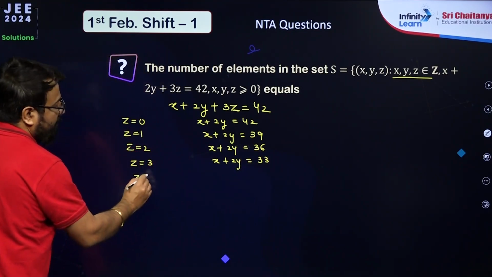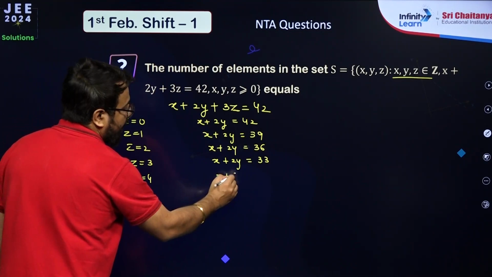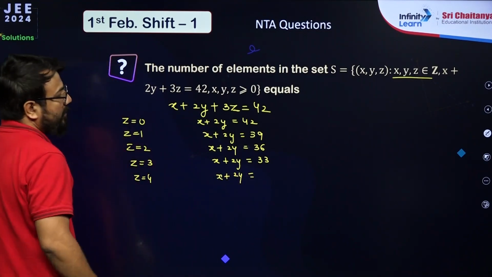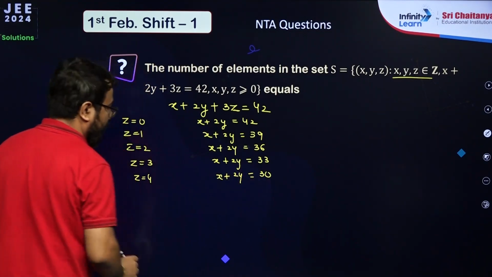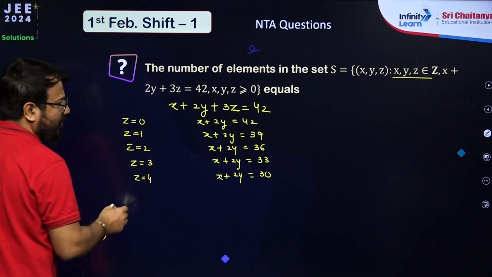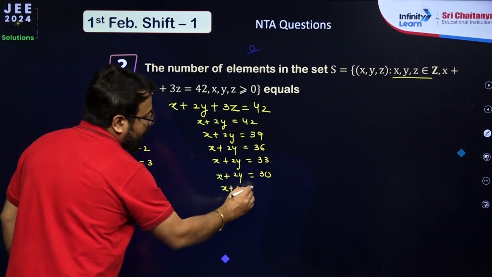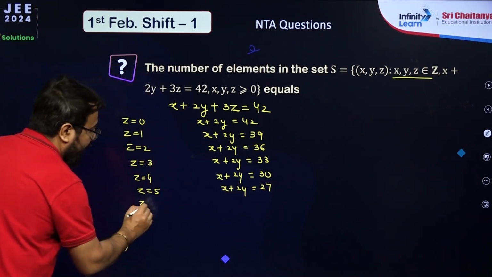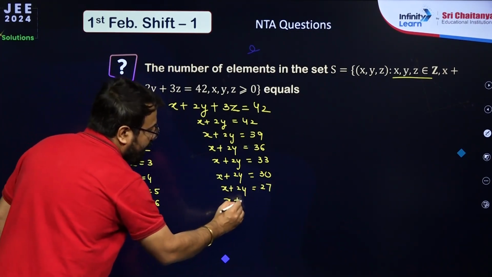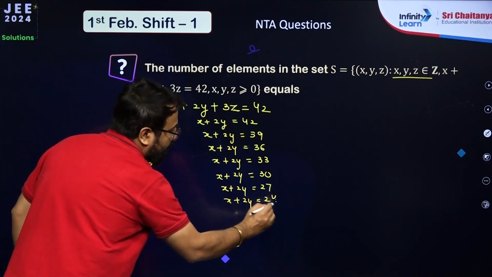Then if I take the value of z as 4, x plus 2y is equals to 30. Okay, so actually I am reducing 3 at every step. So here I have x plus 2y is equals to 27. It will be keeping on reducing. x plus 2y is equals to 24.